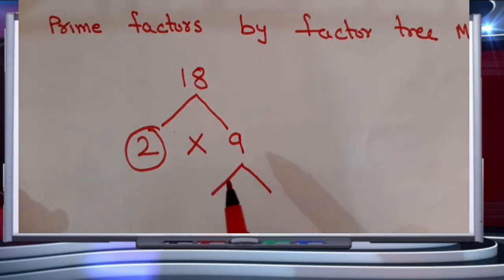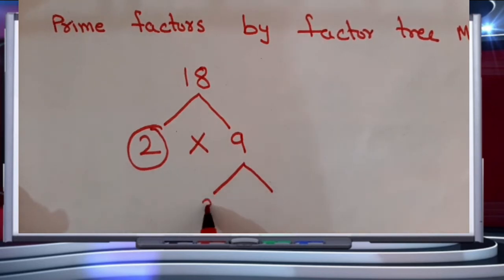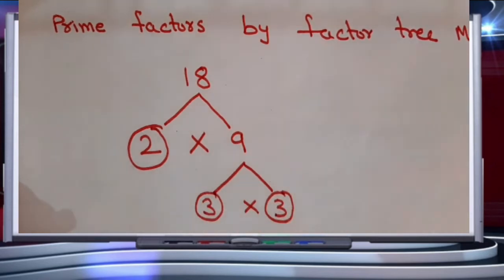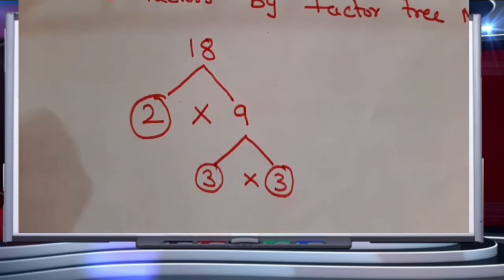So now 9 is an odd number. It does not come in the table of 2. So we will go to number 3. Now 3 3s are 9. Now both the 3s are prime numbers. So I will circle both the 3s. They have become my fruit. If a number is a prime number, it means we have to stop. It has become the fruit.